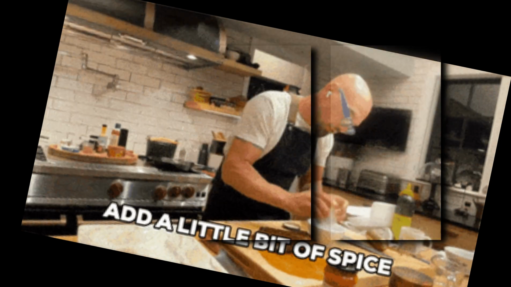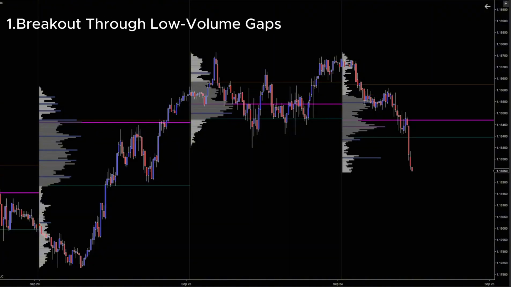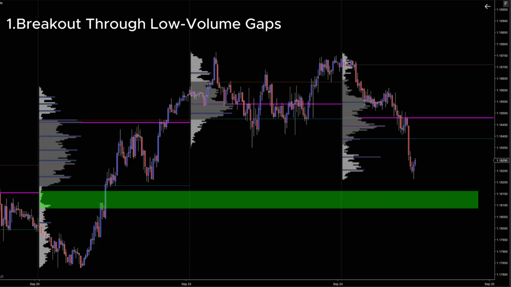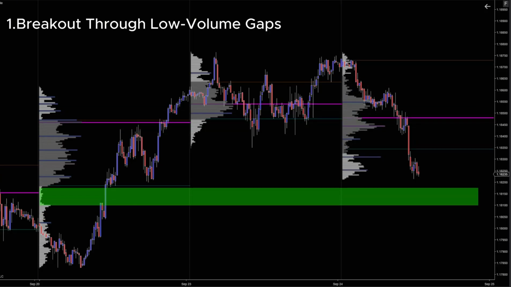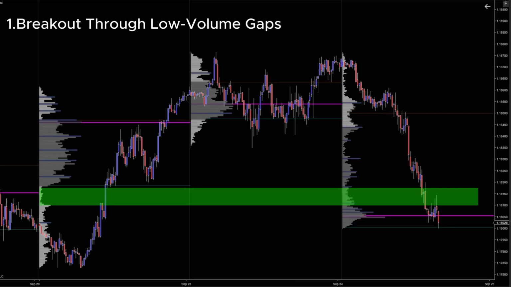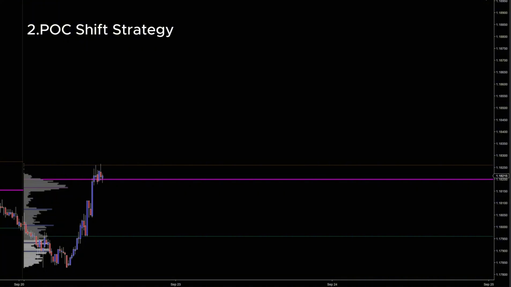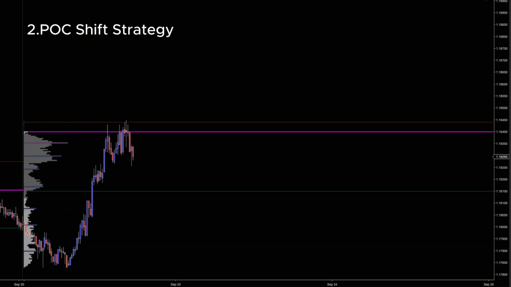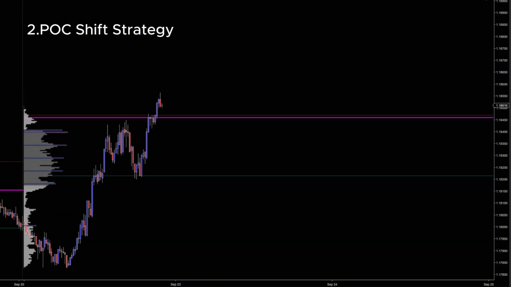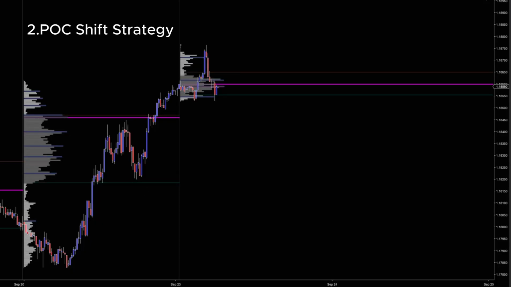Alright, now let's spice it up. Here's where VP gets really powerful. 1. Breakout through low volume gaps. These are my favorite for momentum trades. Once price crosses a thin area on VP, it often accelerates because there's not much liquidity. 2. POC shift strategy. Watch how the POC shifts over time. If POC keeps migrating higher, that's often a bullish sign. Volumes building at higher prices.